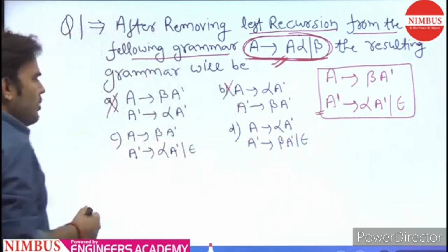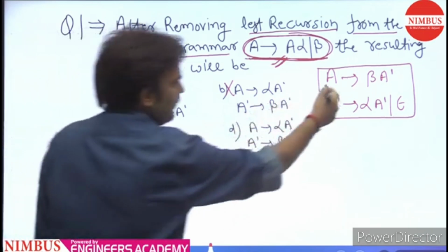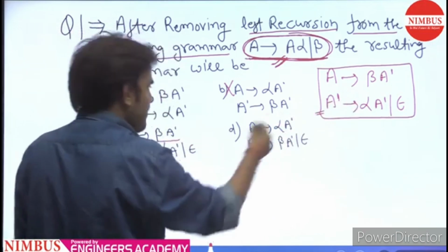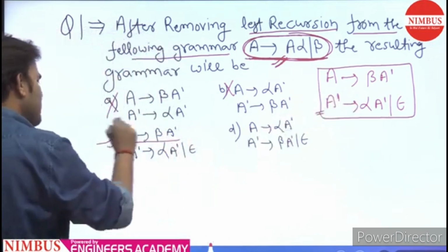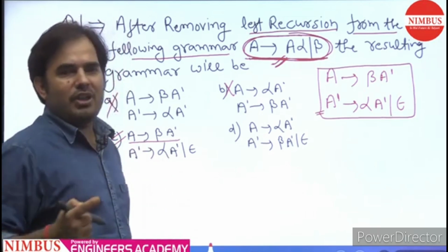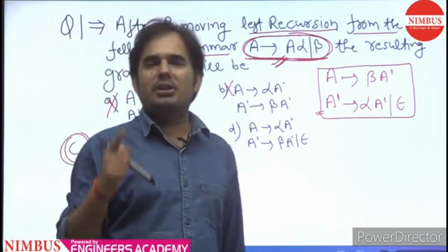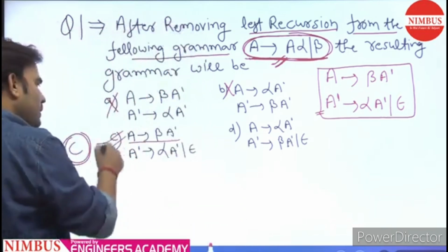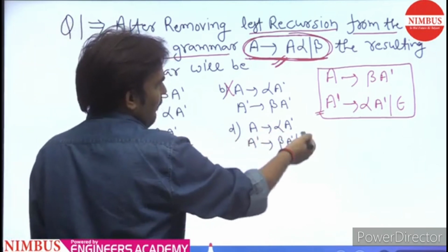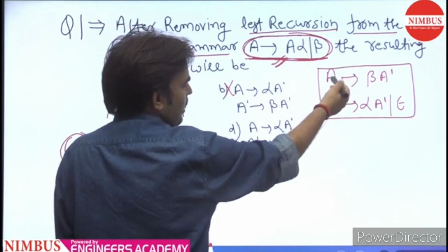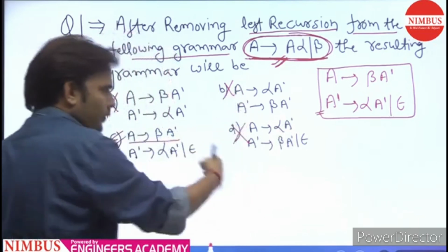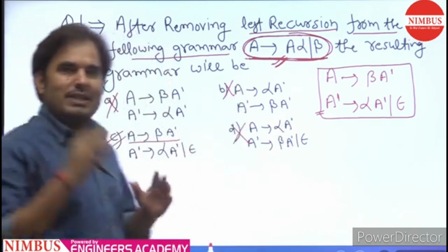Okay. Come on, option C. A tends to beta A dash. Yes. First production is this. Yes. A dash tends to alpha A dash slash epsilon. Yes. So yes, option C is correct here. To eliminate the left recursion from any grammar, we need to add these two productions. Okay, and here A tends to alpha A dash, and the first production which we need to add is A tends to beta A dash. First production here is wrong, so no need to check further. So clearly option C is correct here.